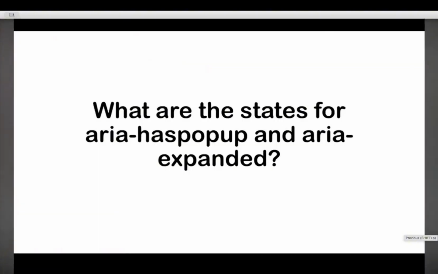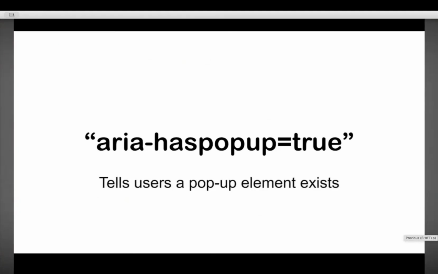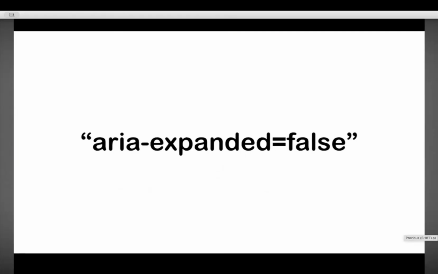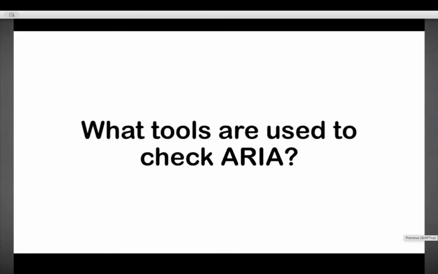What are the states for ARIA has pop-up and ARIA expanded? When ARIA has pop-up equals true, this tells the user that a pop-up element exists. You want to make sure that the state for this attribute is true when checking the evaluation. When ARIA expanded equals false, this tells the user an action is required to trigger the pop-up element. Essentially, when the menu is not opened, then the ARIA expanded state is false. When the ARIA expanded state changes to true, then this tells the user an action occurred. When the menu is opened, then the ARIA expanded state should equal true because the pop-up element became visible or expanded.